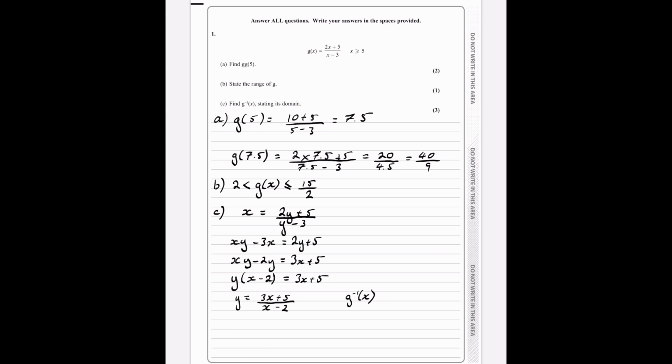The domain of the inverse will always be the range of the original function, so the domain is going to be exactly the same as what we got in B, but written as a domain, so 2 is less than x is less than or equal to 7.5.